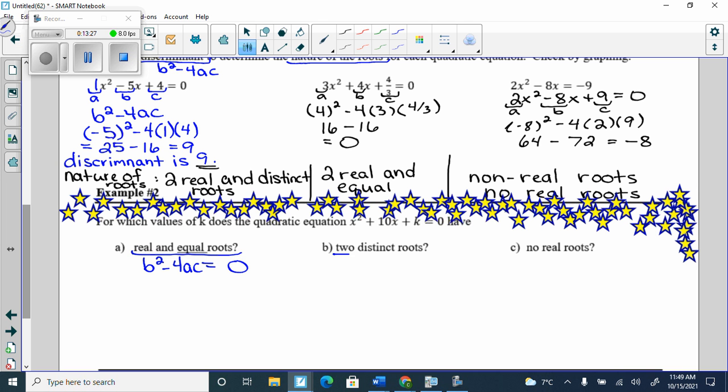Now, two distinct roots. What does that mean? Greater than 0. Yes, what is greater than 0? The discriminant. B squared minus 4ac is greater than 0. And then no real roots? Less than 0. B squared minus 4ac is less than 0. If you can get to this step, you will all get it 100% right. We're not done, but this is the hardest part. You either get to this step and everyone answers it correctly, or it's just blank. That's how this question is at all times.